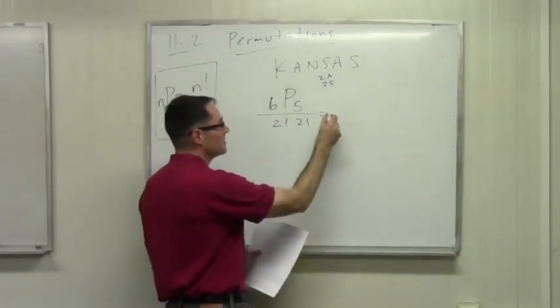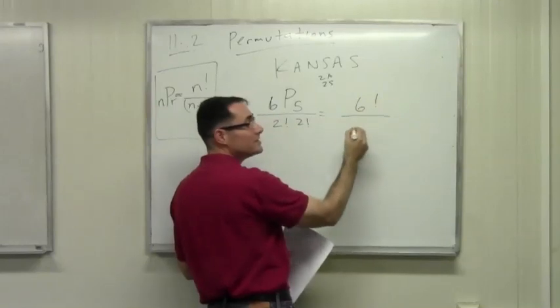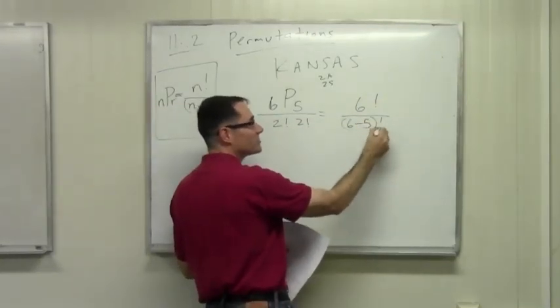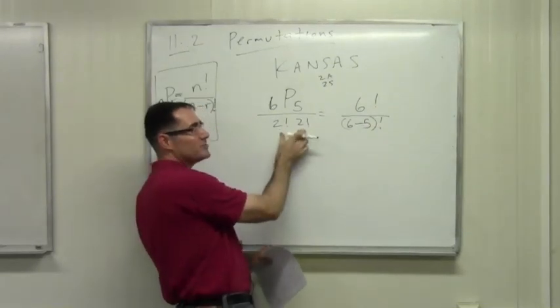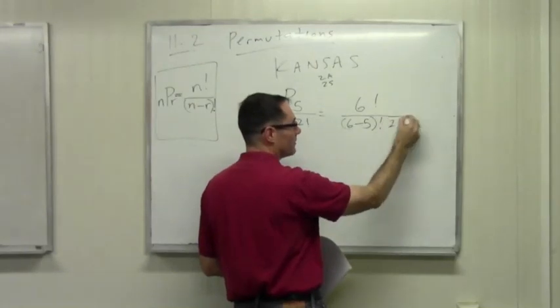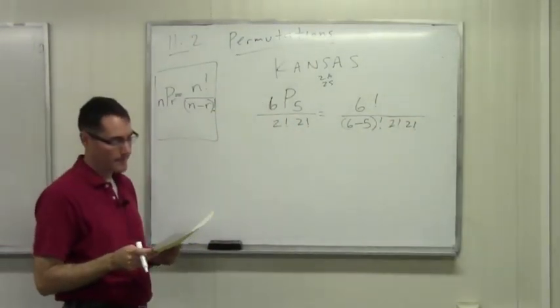This becomes 6 permutation 5, which is 6 factorial divided by 6 minus 5 factorial. And you're also going to divide by these two, which happens to end up on the bottom here: 2 factorial times 2 factorial. And that's all. Okay?